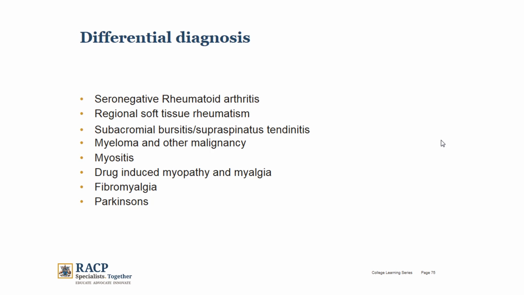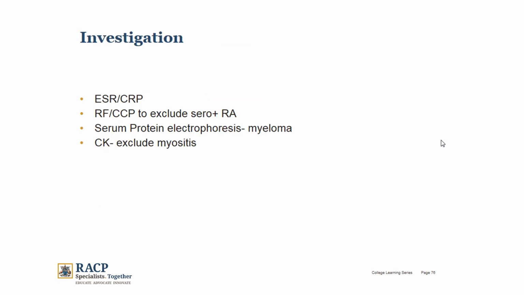It is important to look at polymyalgia rheumatica carefully, particularly the differential diagnosis. Seronegative rheumatoid arthritis and regional soft tissue rheumatism like subacromial bursitis can present with these findings. Myeloma and other malignancies need to be considered. Patients with myositis can also be a differential diagnosis. Drug-induced myopathy and myalgias, fibromyalgia, and Parkinson's are also differential diagnoses for patients with polymyalgia.